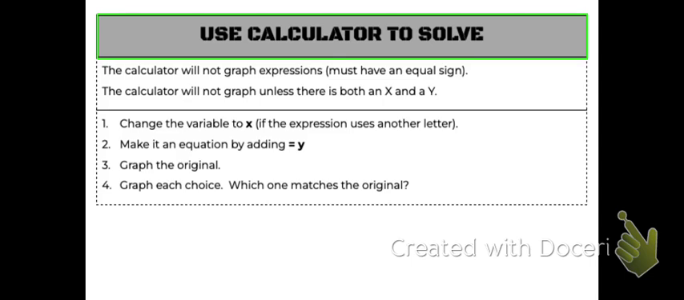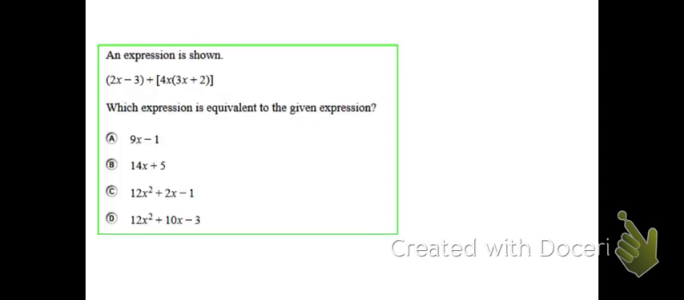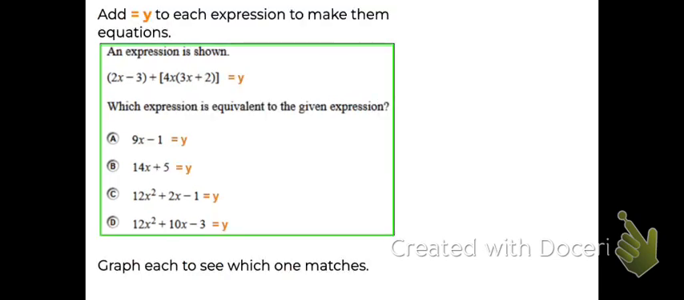So for example, this was a previous state test question. Notice you have no equal sign. It's asking which expression is equivalent to the given expression. The graphing calculator won't graph it as it is, so you need to change it to an equation. So go through and add equals y to each one. Then you want to go to your graphing calculator and graph this expression.